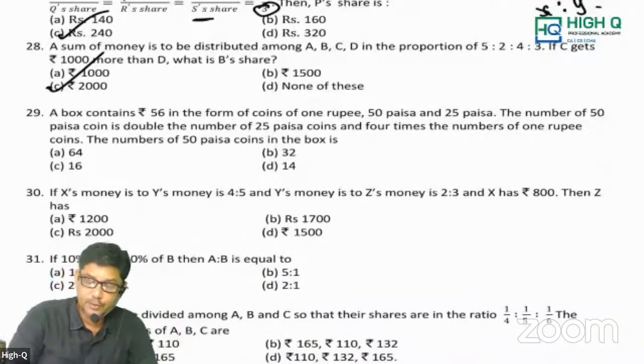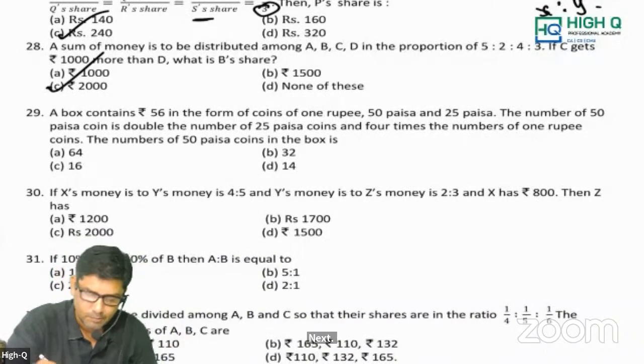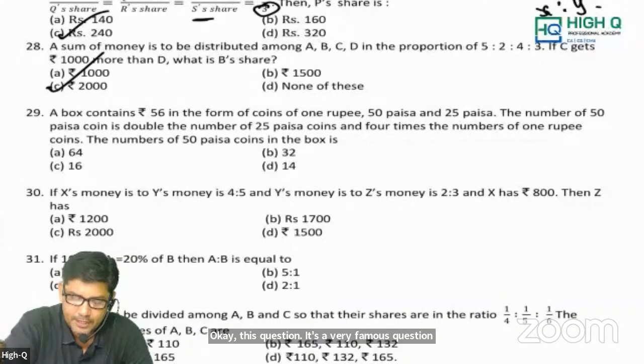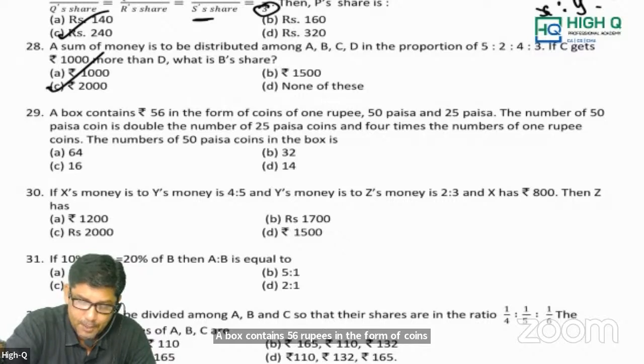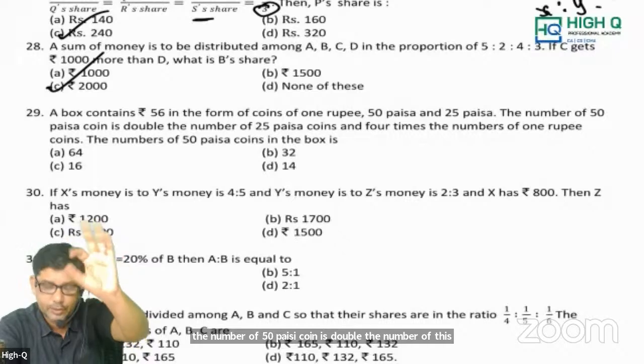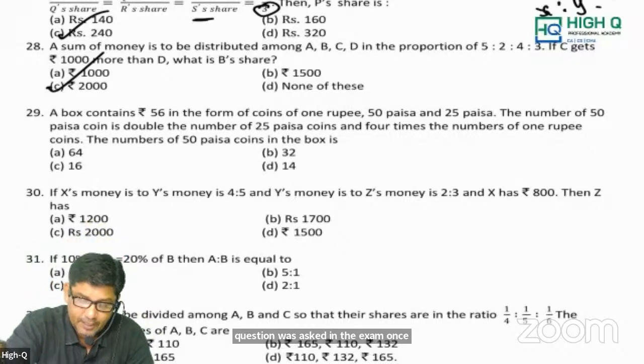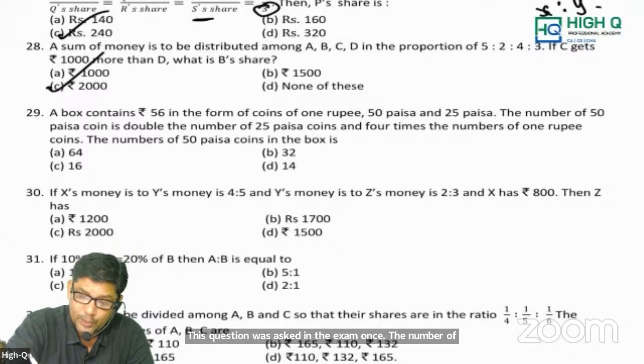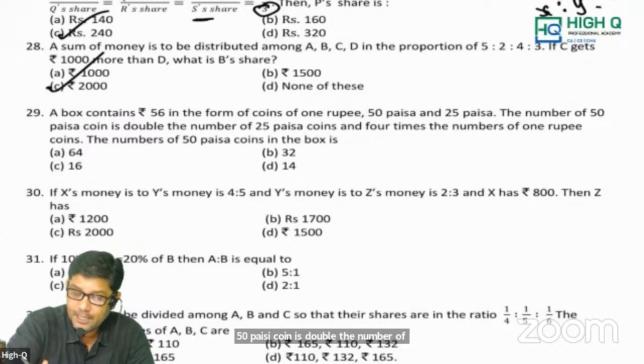Okay. This question is a very famous question. A box contains 56 rupees in the form of coins of 1 rupee, 50 paise, 25 paise. This question was asked in the exam once. The number of 50 paise coin is double the number of 25 paise coins and 4 times the number of 1 rupee coin.